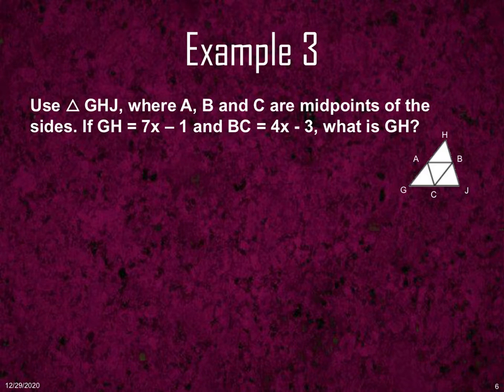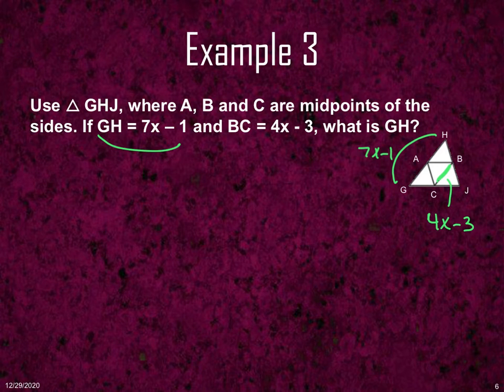So it says to use triangle GHJ, where A, B, and C are all the midpoints. So it's telling us if GH, which is this big side here, equals 7x minus 1, and BC, this little piece here, equals 4x minus 3, what's the length of GH?